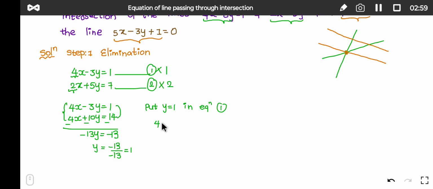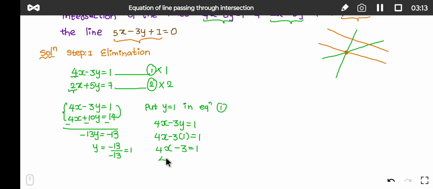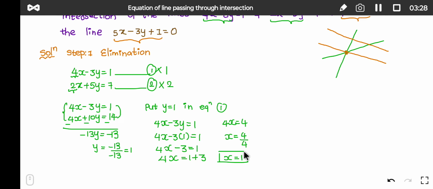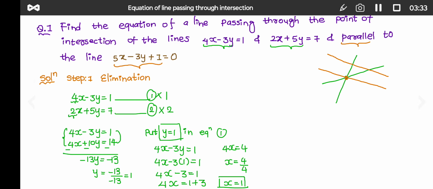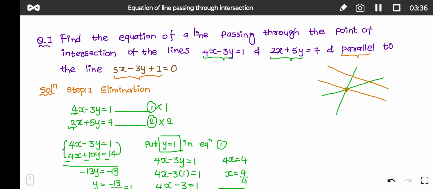So our equation number 1 is 4x minus 3y is equal to 1. So 4x minus 3 into 1, which is minus 3, is equal to 1. If we take this 3 to the other side, 4x is equal to 1 plus 3, so we get 4x is equal to 4. From here we can say x is equal to 4 upon 4, that is 1. So we got both values, x is 1 and y is 1. So our point of intersection is 1, 1.